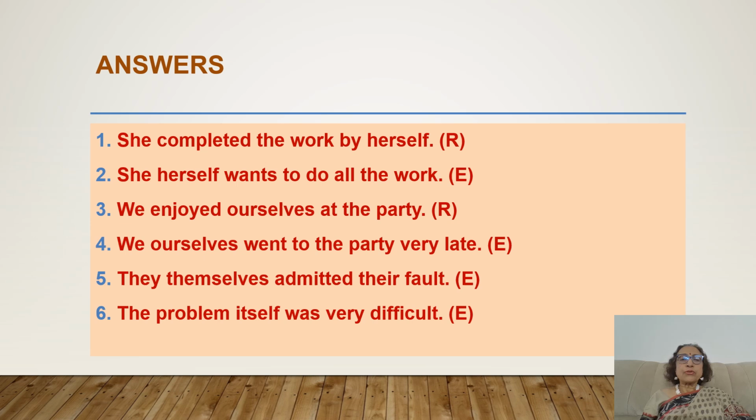Here are the answers to the first 6 sentences. She completed the work by herself. Completed is the verb. She and herself are subject and object. Herself is a prepositional object. You have already learned this in the nouns third video. So by herself, herself is object. Subject and object refer to the same person. So it is a reflexive usage.